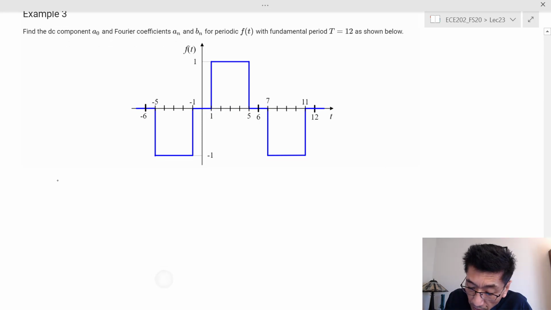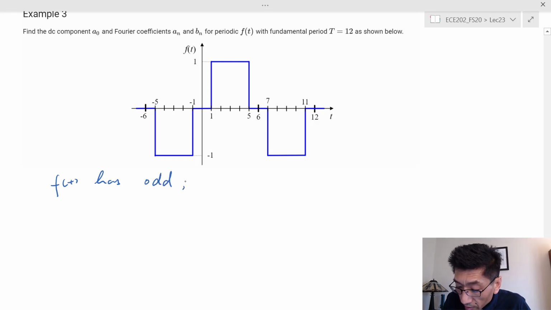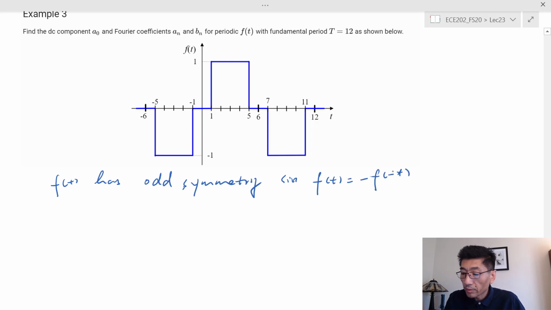So we can see f(t) has the odd symmetry, right? Odd symmetry, since f(t) is equal to negative f(negative t), right? That's quite clear. And also this waveform has the half-wave symmetry, because if you check any point, let's say 2, you get a 1, and you add half a cycle, which is 6, you check 8, that's negative 1, and so on and so forth.